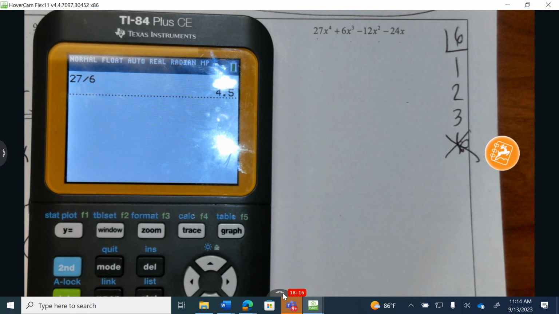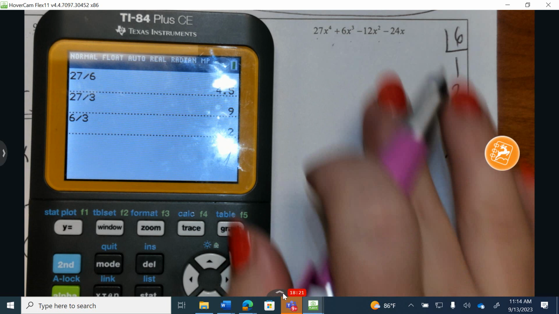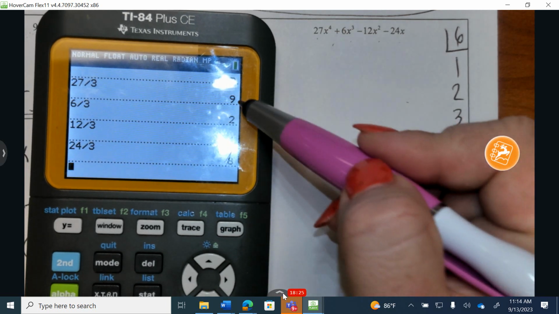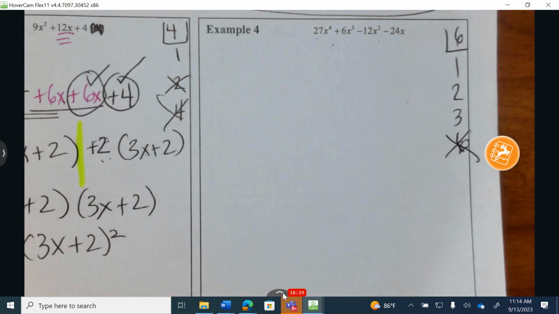Because it's a decimal, I cross it out. 27 divided by 3, that works. 6 divided by 3, that works. 12 divided by 3 and 24 divided by 3. They all produce a whole number, which means I can factor out a 3.